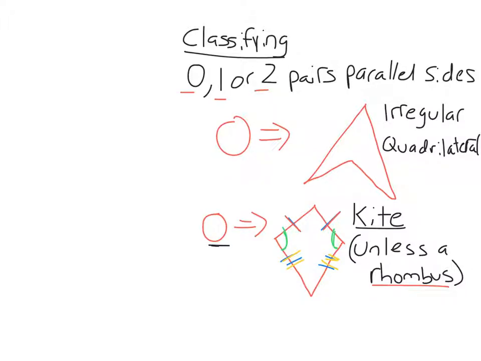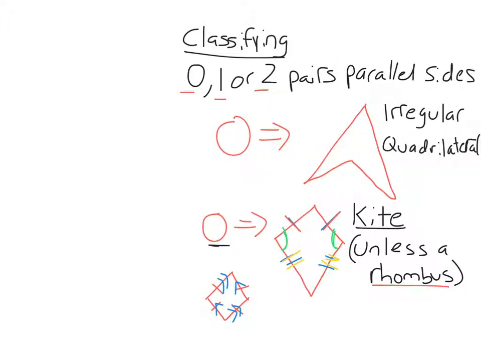But what makes a kite confusing, usually they have no parallel sides. The only time a kite will have parallel sides is if it is a rhombus. So a rhombus is a shape that is both a kite and a parallelogram. You can also think of a rhombus as a kite where all 4 sides are equal. So a rhombus will be something like this, where all 4 sides are equal, and because of that, it will have 2 pairs of parallel sides. So sorry for the confusion.